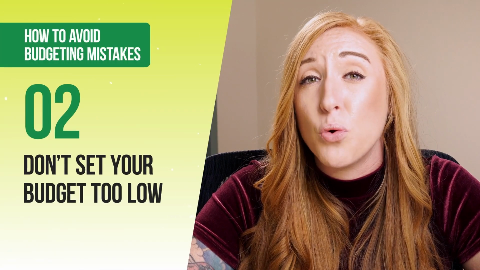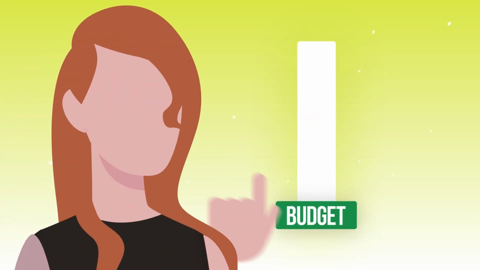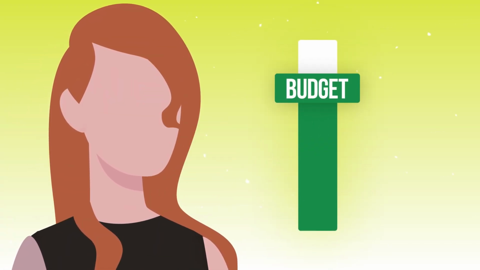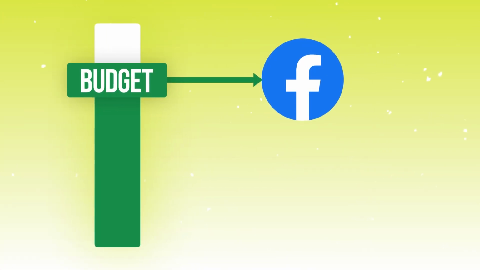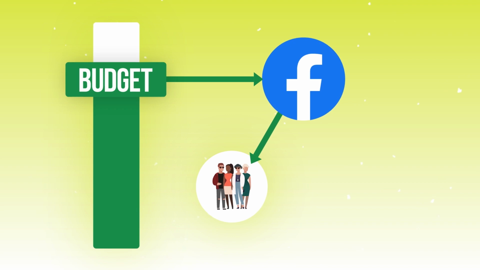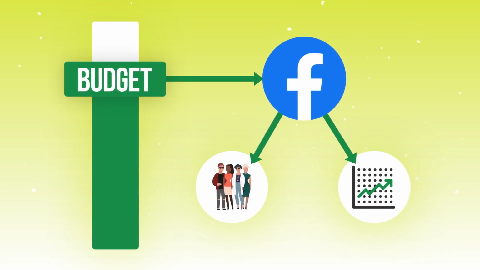Another mistake that I see is that people will set their budget way too low. You're making it extremely difficult for Facebook to help you find more conversions. You need to make sure that you are setting that budget high enough that it gives the system some wiggle room to really seek out those right ideal buyers, find that data on who is converting, and then allow your ads to reach more of those people.